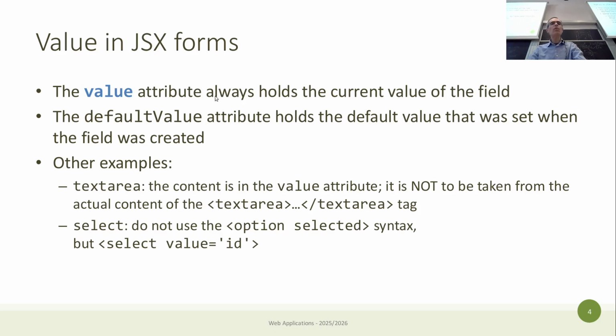The value attribute always holds the current value of the field, or the control of the form. Instead, the default value attribute holds the default value that was set when the field was created. So there is a default value, let's call it the initial value, what you see written inside the text box when you render the page. And then there is the value, which is the actual value that changes with the user input. The user can change it, okay?